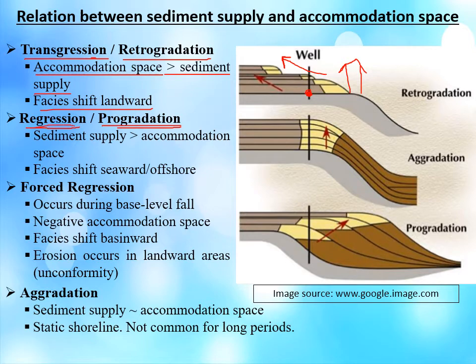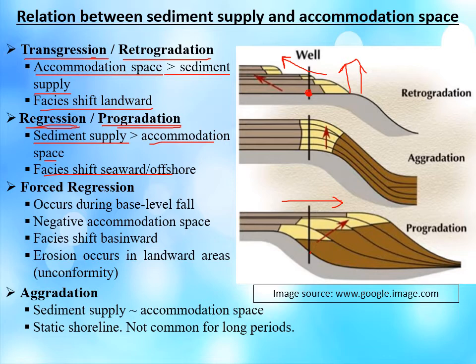Oppositely, in case of regression, when sea level drops, that means sediment supply, that is the rate of sedimentation, is far greater than the rate of creation of accommodation space, and the facies will shift seaward or towards the basinal part. Here you can see that in this area gradually more landward material is coming above, so all the facies will move towards the seaward part. You can see these brownish or chocolate color facies will move more towards the basinal part. So that is called regression or progradation.